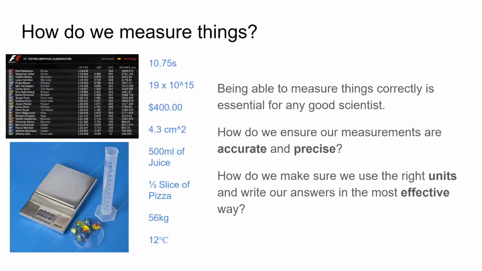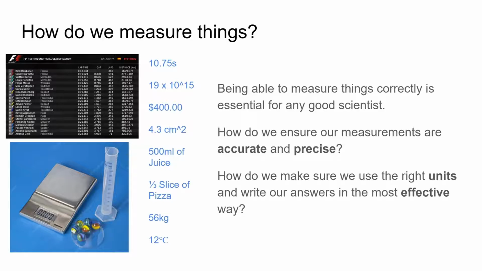So how do we measure things? As many of you might know, being able to measure things correctly is essential for any good scientist, whether you're doing experiments or verifying results. So how do we ensure our measurements are accurate and precise? And how do we make sure we use the right units and write our answers in the most effective way?